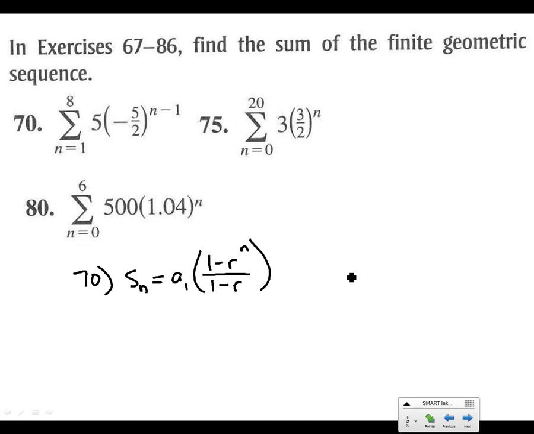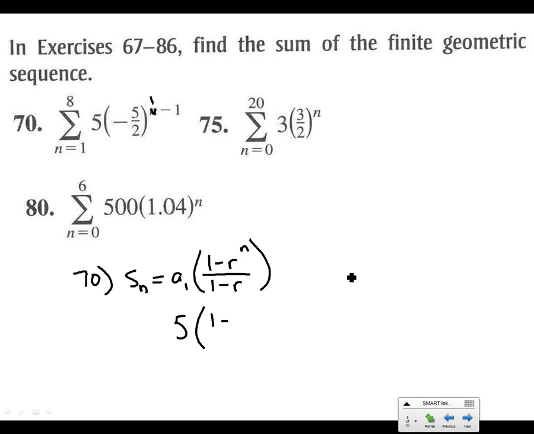Alright, so we need to figure out what our first term is on 70. So let's plug in 1 here. If I go up here and just plug in 1, 1 minus 1 is 0. Anything to the 0 power is 1. 5 times 1 is just 5. So our first term is 5.